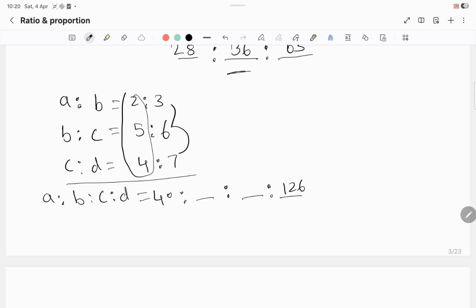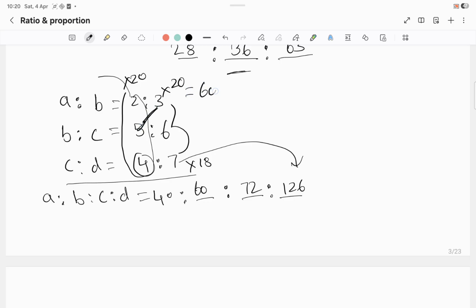Now our target is that numerator 2 becomes 40, multiplied by 20. So the denominator should also be multiplied by 20. So 3 into 20, 60. Now the bottom 7 becomes 126, multiplied by 18. Also 4 should be multiplied by 18. 4 18s, 72. That's all. Still if you have a doubt, these both should be the same. 3 into 20 is equal to 60. So 5 should become 60, multiplied by 12.